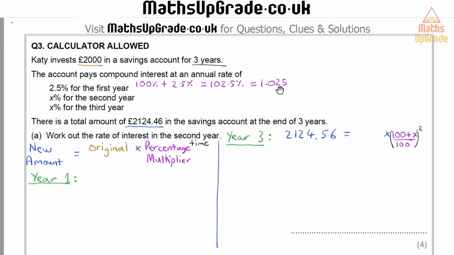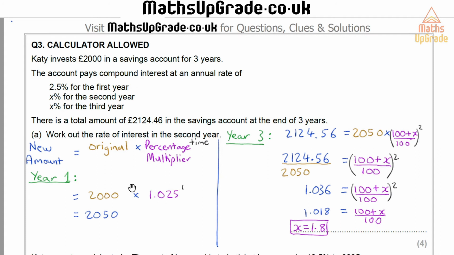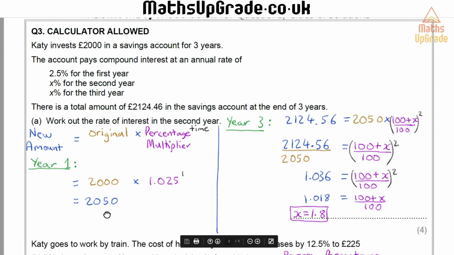So in year 1, her deposit was 2,000, that's what she put into the bank. The percentage multiplier is 1.025, so multiply them together, and after just 1 year the power is 1, so it's 2,050. Now in years 2 and 3 she gets a certain interest rate, and it's constant for those 2 years, and that's what we need to work out.